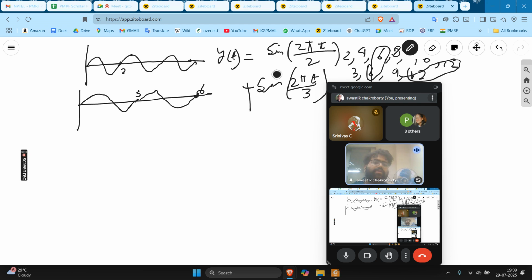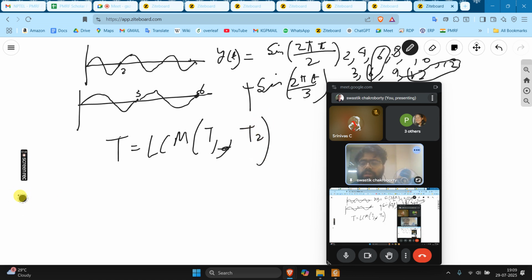What is the definition of time period? The lowest value of time at which the signal repeats itself. So 6. So here the answer is 6. Why? Because it is the lowest common multiple. So simply the sum of two sinusoids will have a period which is the LCM of the two periods. This is a very well known formula, but I still wanted to give you a derivation.